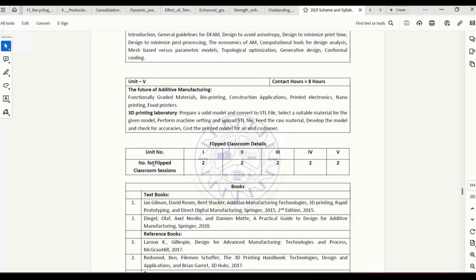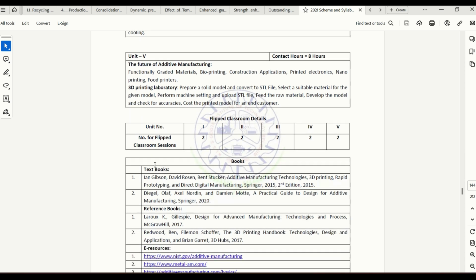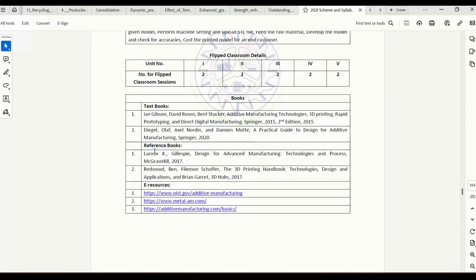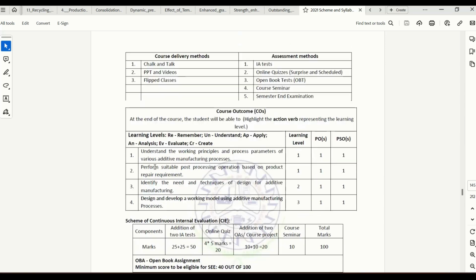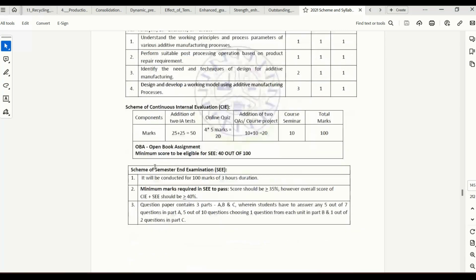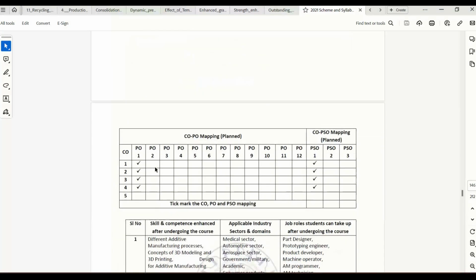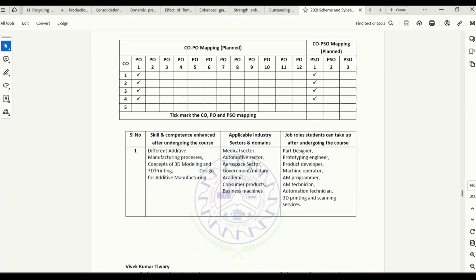The takeaway from this subject is that once you finish it, you can start your own 3D printing firm. You can provide consultancies to people. You can go for higher studies. Plus, this subject will also be helpful for you to carry out your own final year project work. These are the important advantages of going through this technique. These are the textbooks, and these are the e-resources available on the net. The evaluation process is the same as the other open elective subjects. If you have any doubt, you can contact us.